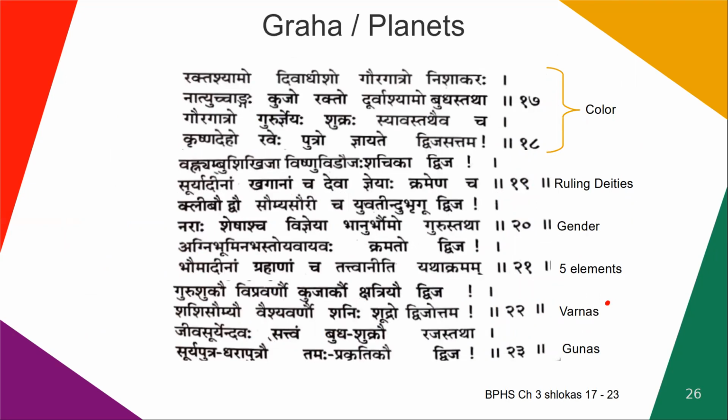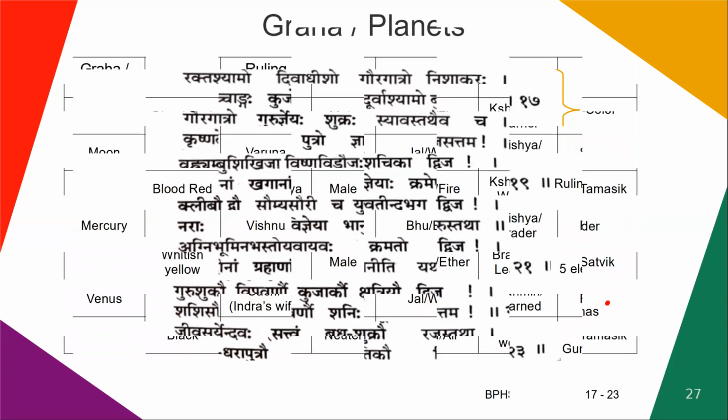So the shloka states, Klimbau dau saumya sauri cha, yuvatindu bhrugudvija, naraha sheshascha vidneya, bhanurbhaumo gurustatha. So in this shloka, Maharshi Parashara says that each planet is having a gender.